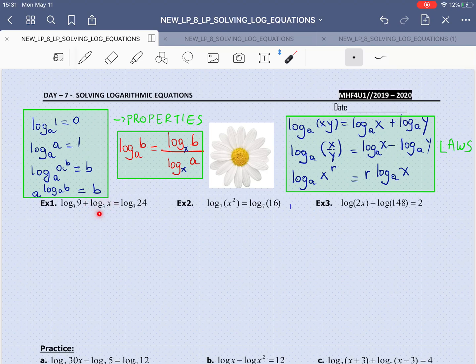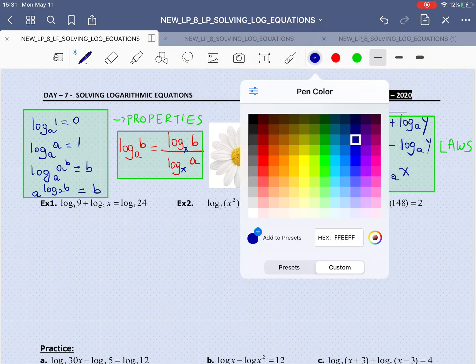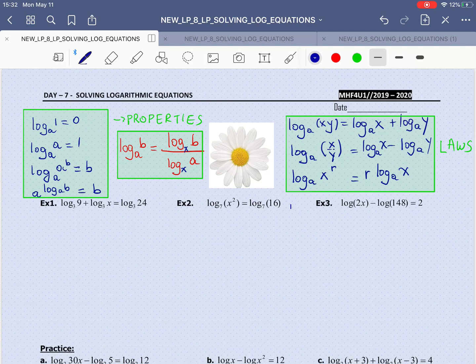Just like in linear equations, what we can do here is isolate the term that contains the variable, or simply combine these 2 terms. So 2 different strategies. I'm going to go with combining the log terms on the left side first. So since we have a plus in between, that means that we are adding the exponents, which means product law. So we're going to write log with base 3 of 9x equals log with base 3 of 24.